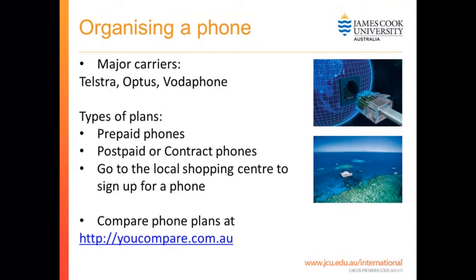Now, if you would like to organise an Australian mobile phone, Tom's talked about this already a little bit, but I'll just fill in some more details for you now. Our three major carriers are Telstra, Optus and Vodafone. Our students tell us that Telstra and Optus get the best coverage throughout North Queensland. Phones come in two varieties, that is prepaid phones or postpaid and contract phones.